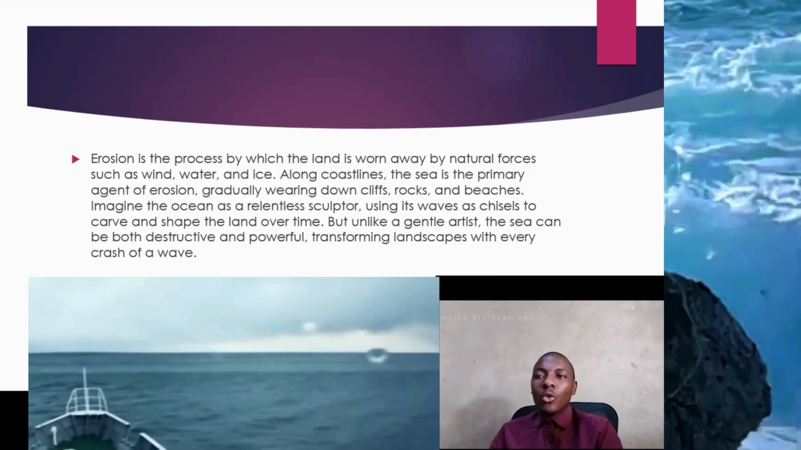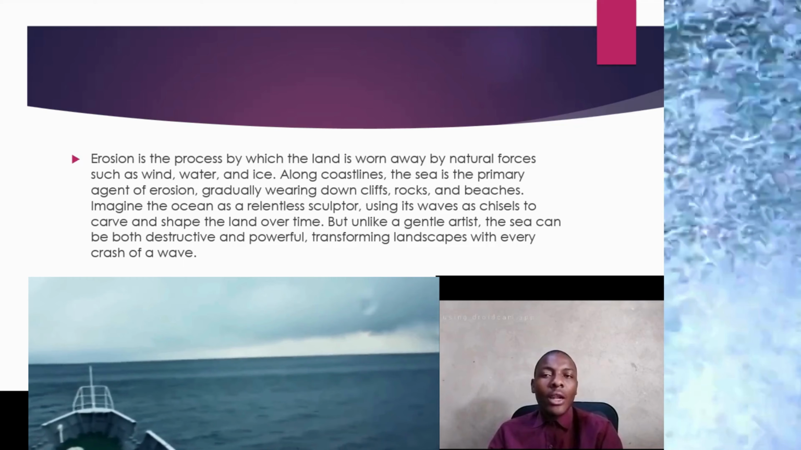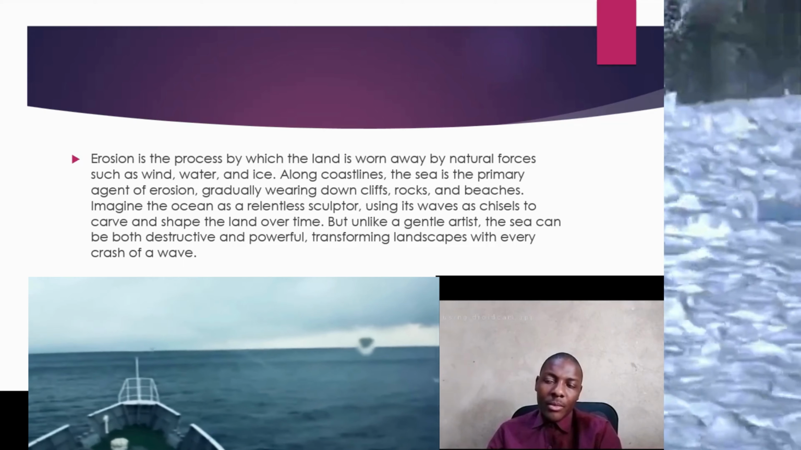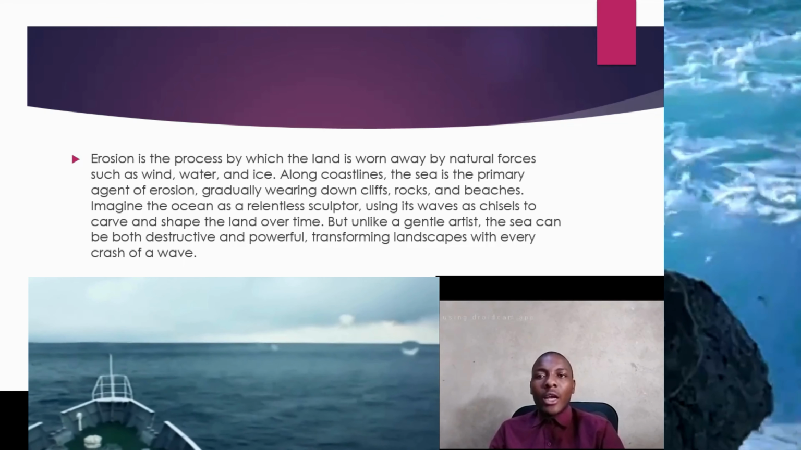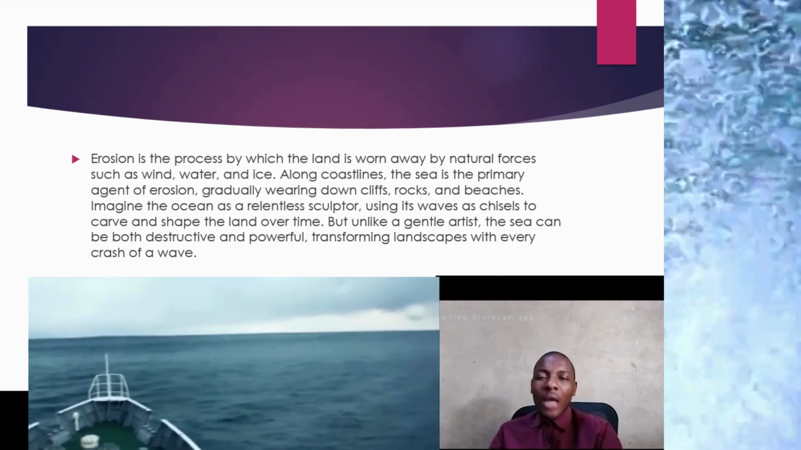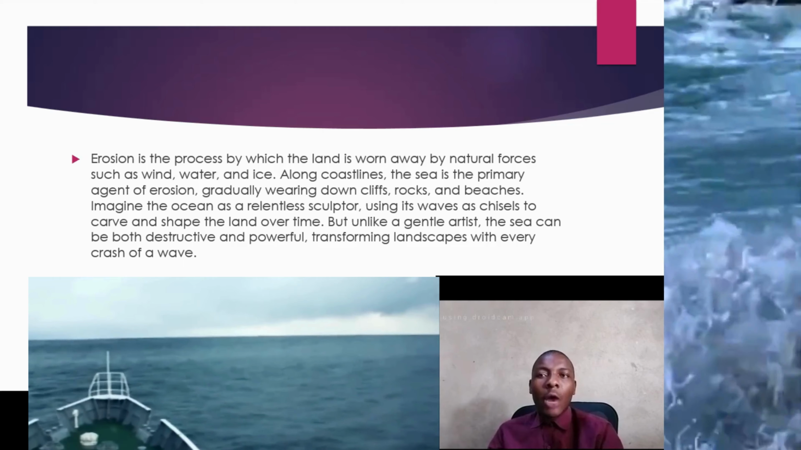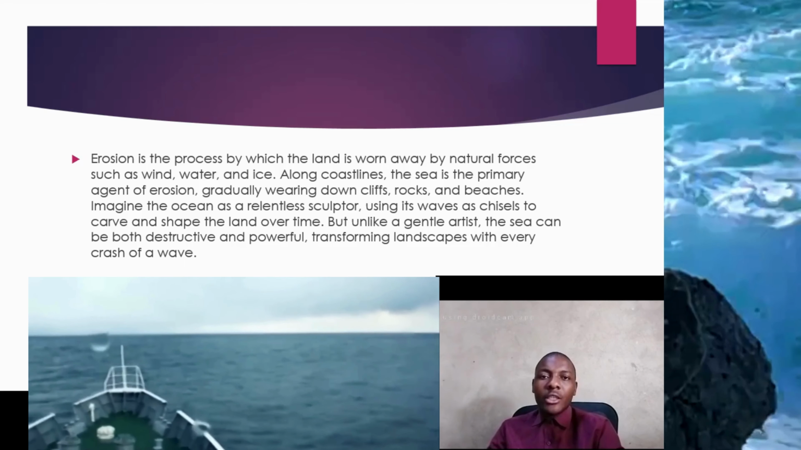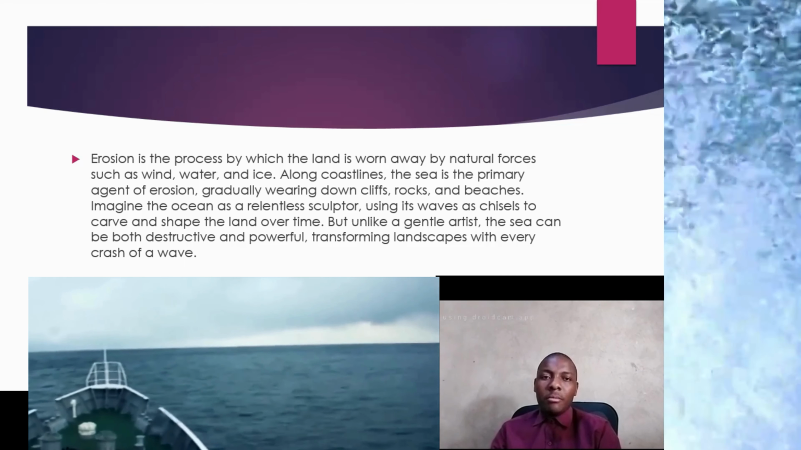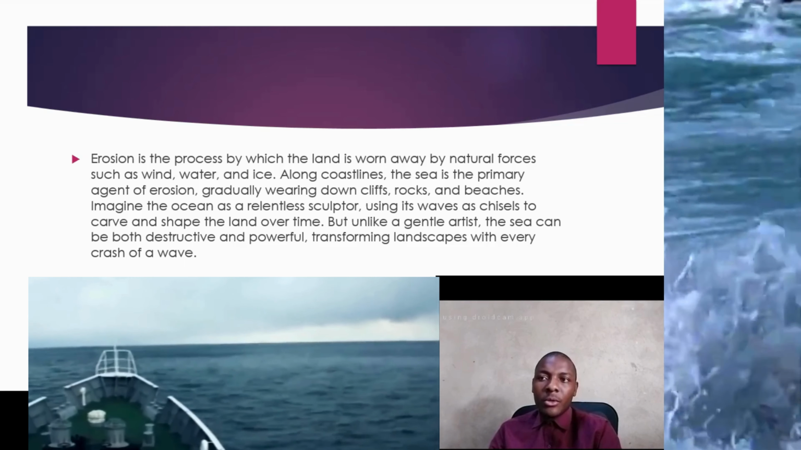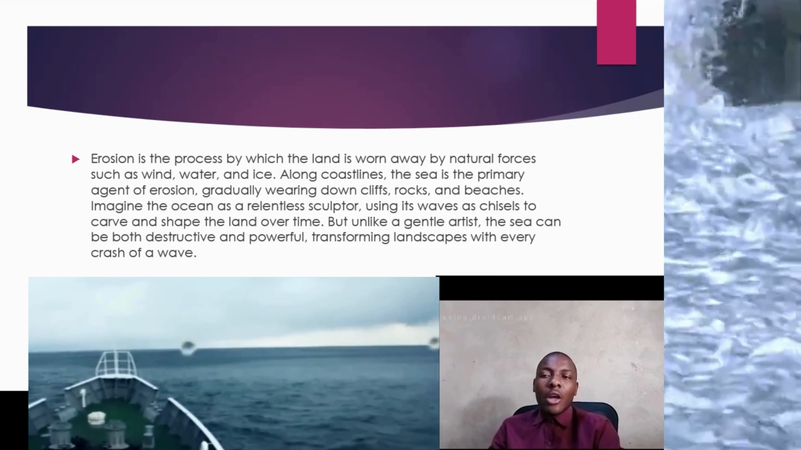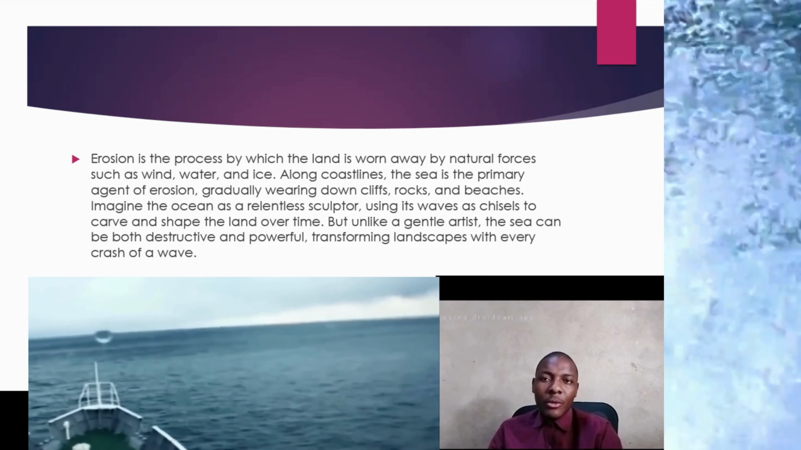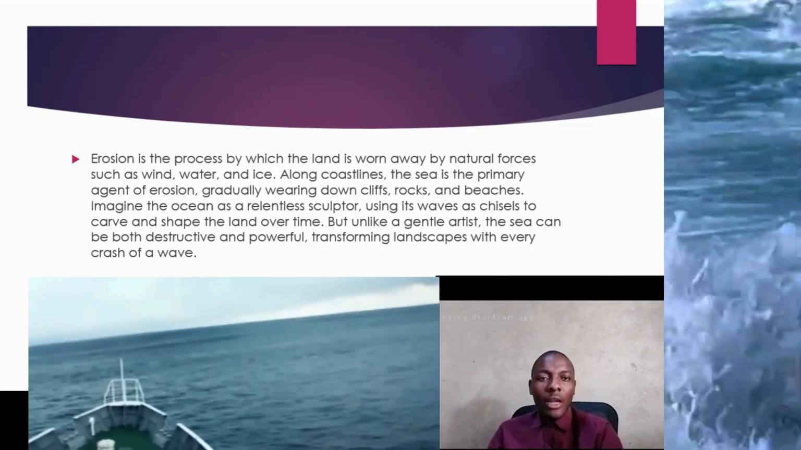In this case, we are saying erosion is the process by which the land is worn away by natural forces such as wind, water, and ice. So when we are looking at the coastlines, the sea becomes the primary agent of erosion, gradually wearing down the cliffs, the rocks, and the beaches. We are just looking at the ocean being the agent of erosion in this case, a relentless sculptor, using its waves as chisels to carve and shape the land over time, wearing down the land over time.